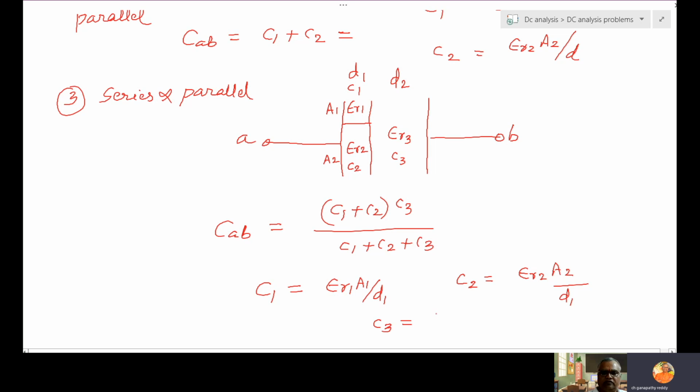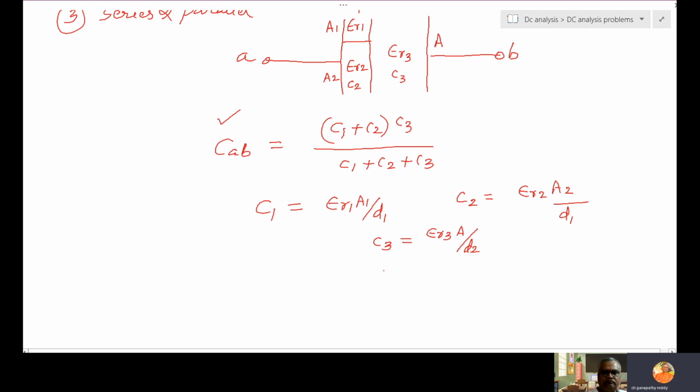What is C3? Epsilon R3, but area remains same, A. So this area is A by D2. So if these numericals are given, we can find out C1, C2, C3 from that CAB. Now, like that series, parallel, series and parallel, we can find out equivalent capacitance.